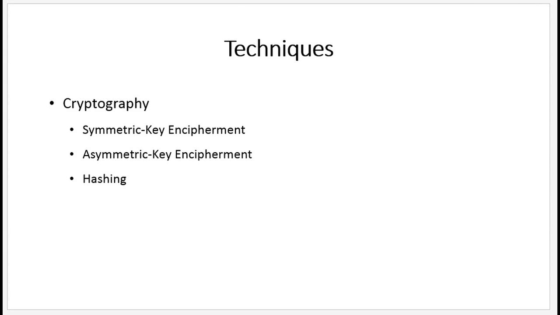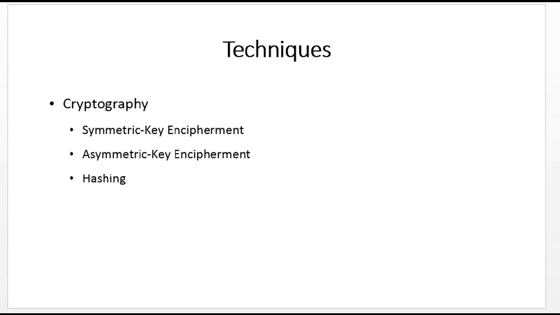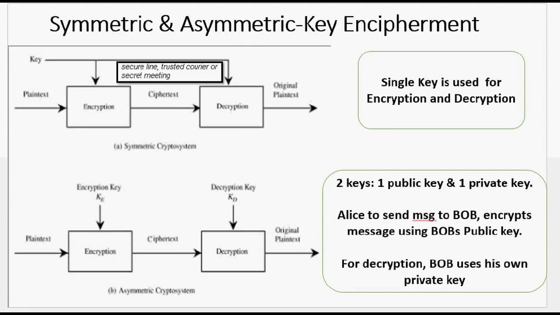Hello guys, in this video I am going to be explaining the techniques cryptography and steganography. Cryptography includes symmetric key encipherment, asymmetric key encipherment and hashing. Symmetric key encipherment is a technique which uses a single key to encrypt and decrypt.